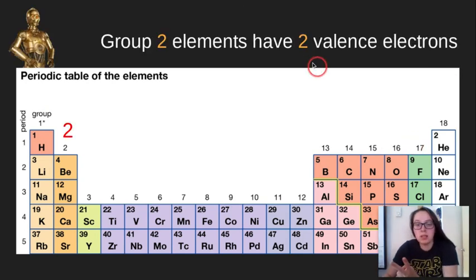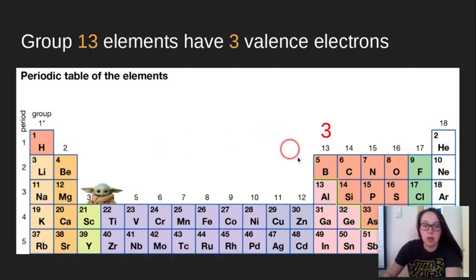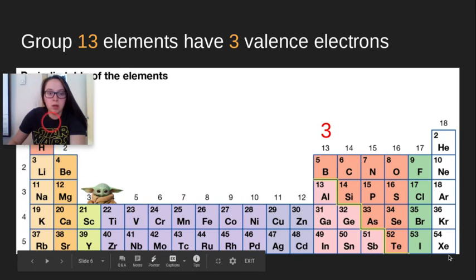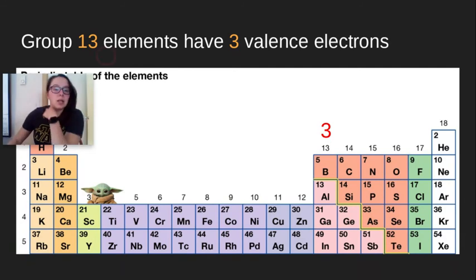Group 2 elements have 2 valence electrons. So beryllium, magnesium, calcium, strontium, all of these guys. Group 3, we're going to move way over here. Group 13 elements have 3 valence electrons. I called it group 3 by accident.